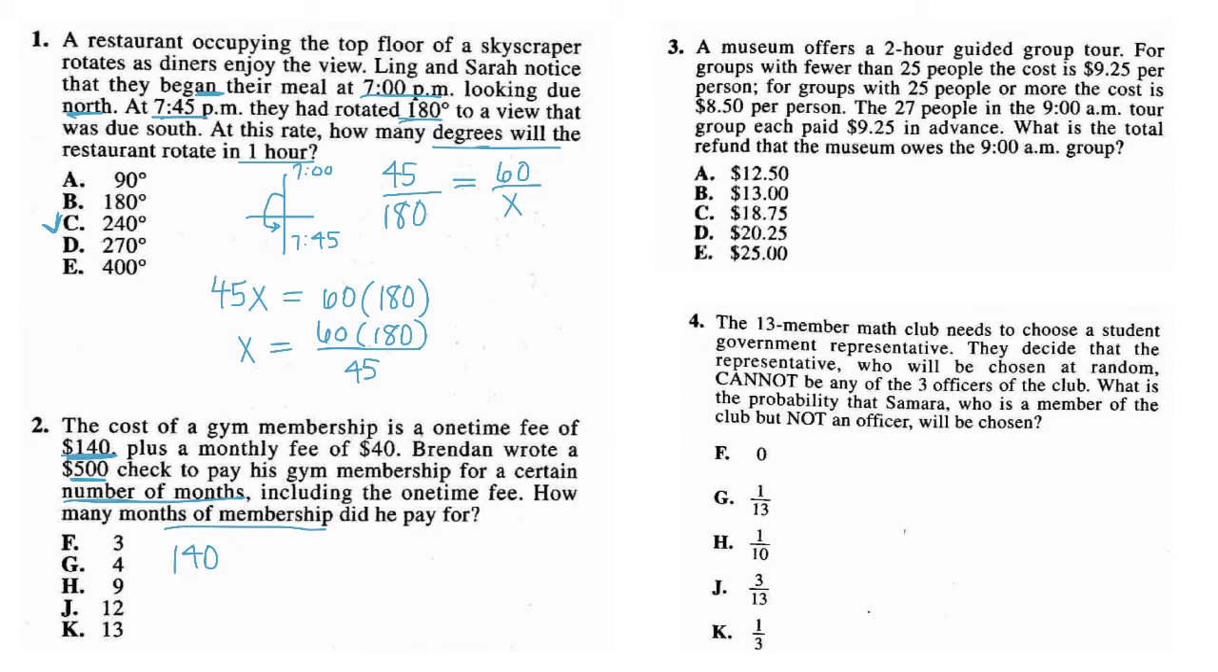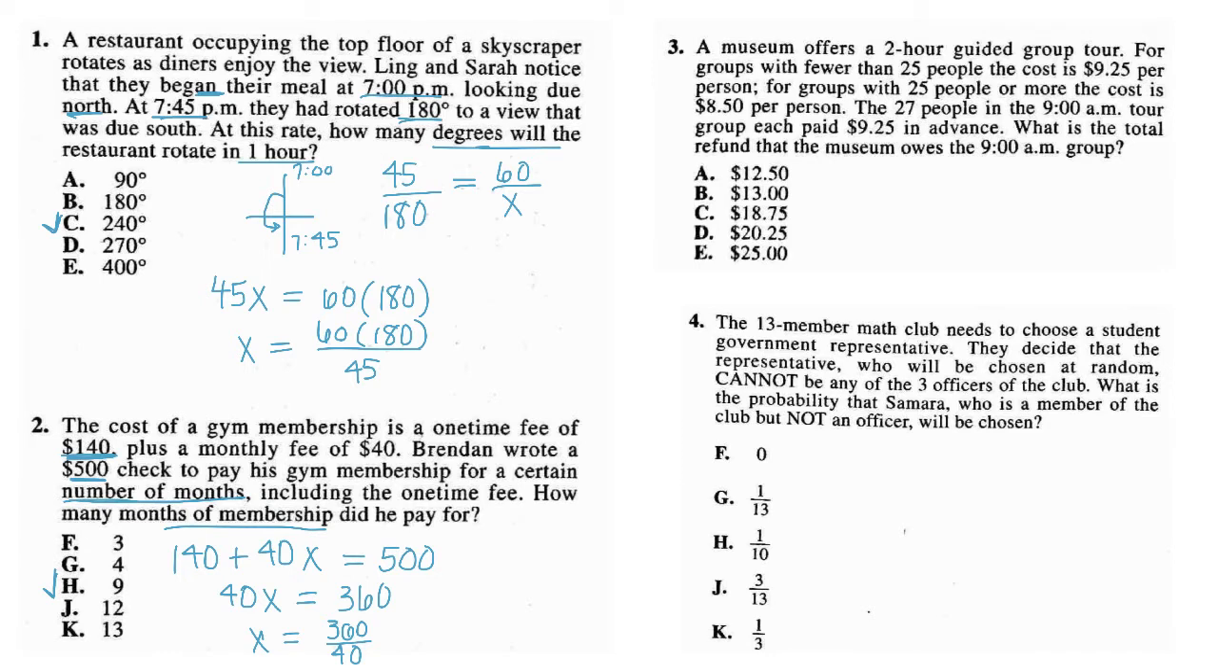So we can set up an equation and say 140 plus $40 times x number of months is equal to the amount of the check that he wrote. And so here we would have 40x is equal to 500 minus 140, so 360. And then finally, we would need to divide both sides by 40. So we would have 360 divided by 40. And when you do all of that, you should get answer choice H.